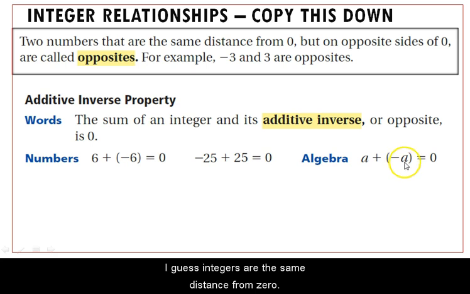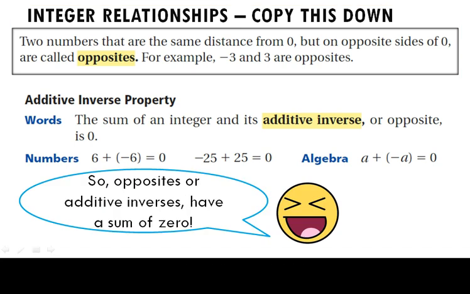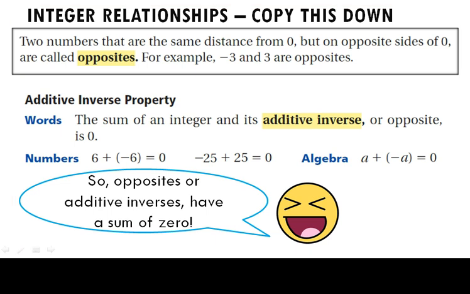Again, integers are the same distance from 0, the same looking number, but different signs, on opposite sides of the 0. So what is the opposite number of 3? Negative 3. What about negative a million? What's the opposite of that? Positive 1 million. Here's a tricky one. What's the opposite of elephant? Brilliant. Negative elephant. So, opposites, or additive inverses, have a sum of 0 when you combine them.